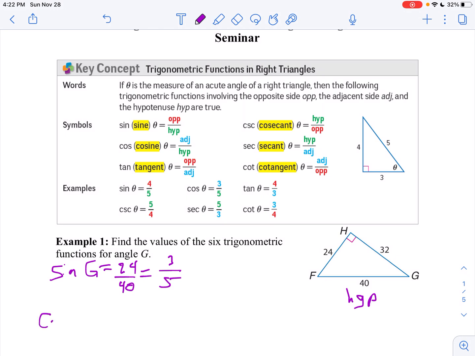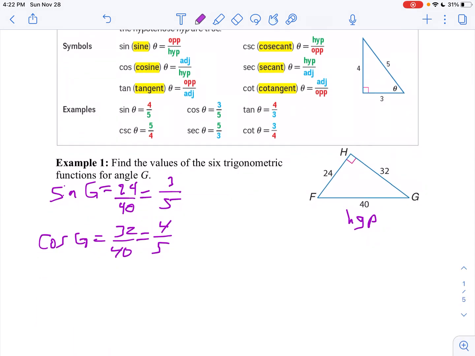Let's do the cosine of angle G. Well, the cosine of angle G is going to be the adjacent over the hypotenuse, or 32 over 40, because 32 is my adjacent to angle G. Well, if I divide, once again, this time I'll divide both by 8. 32 divided by 8 is 4. And 40 divided by 8 is 5. So I get 4/5.